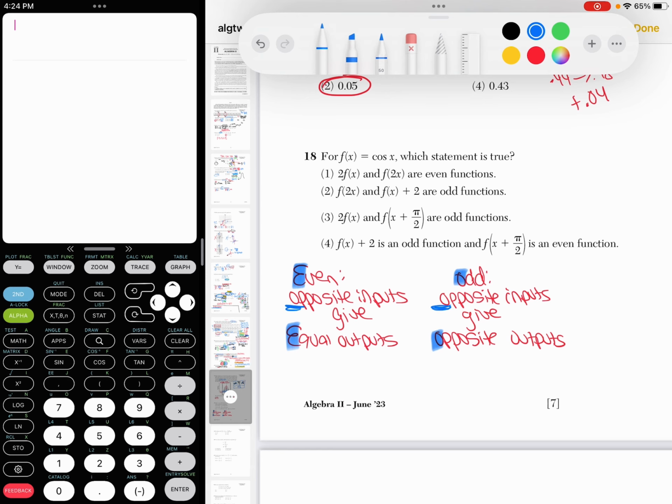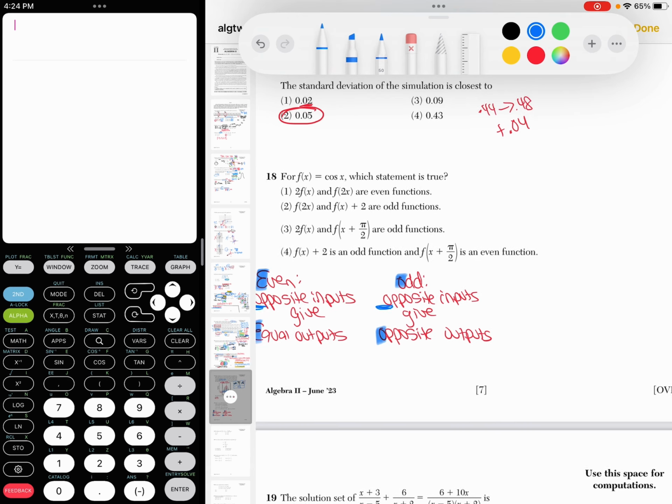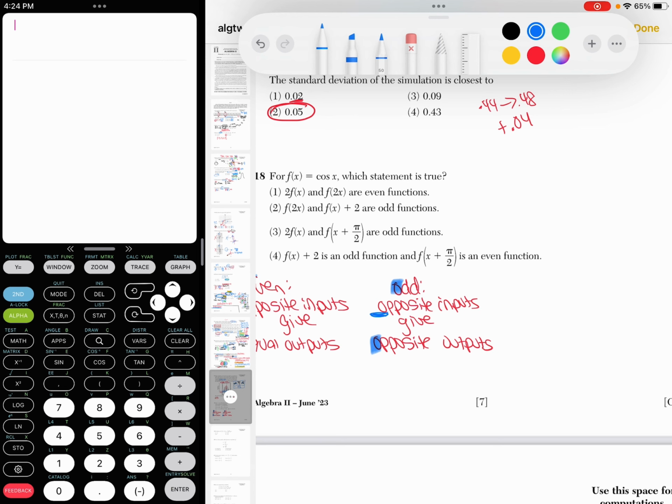opposite inputs. So what I'm looking at in terms of inputs and outputs is your table. So on a table, what I mean by opposite inputs is like -2 and 2. For example, you could look at -3 and 3, -4 and 4, -1 and 1. I don't care. You just have to look at opposite inputs and look at their outputs. Now it's just saying which statement is true, so we're going to have to check all of them.